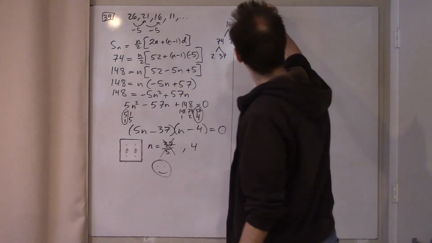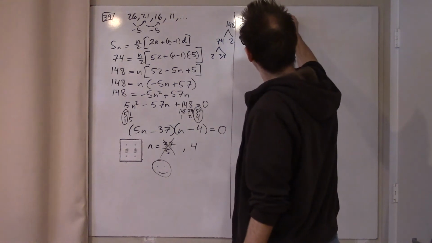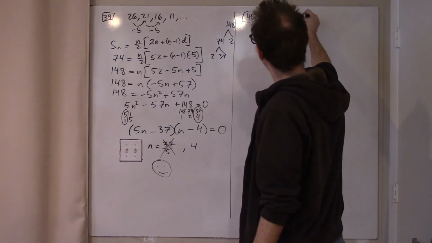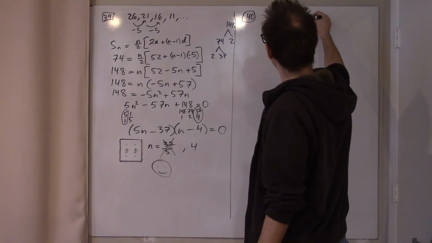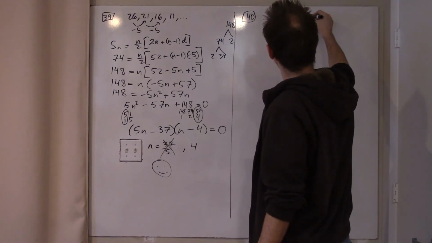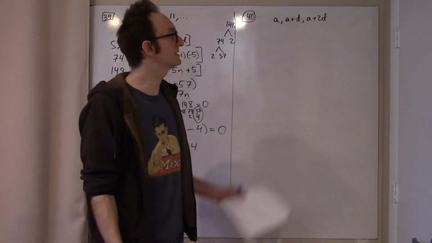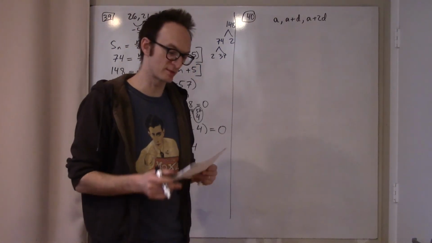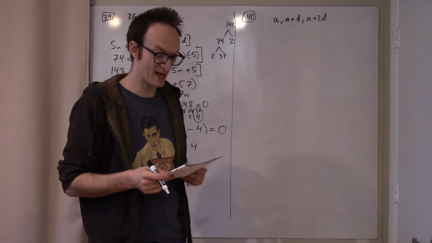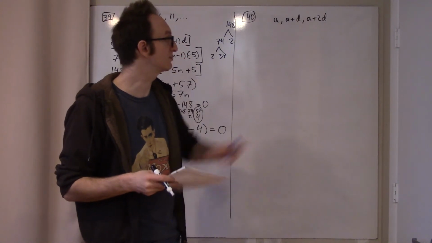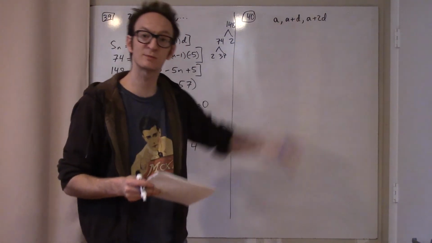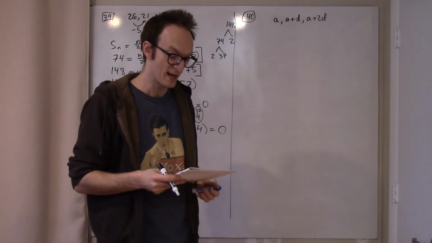What does a generic arithmetic sequence look like? Well, there's a first term, and then the next term is just d more than that, and the next term is just d more than that. So let's invent letters A and D to represent the three consecutive terms of this arithmetic sequence. There might be other terms that came before this, there might be other terms after, but we're only going to be talking about these three.